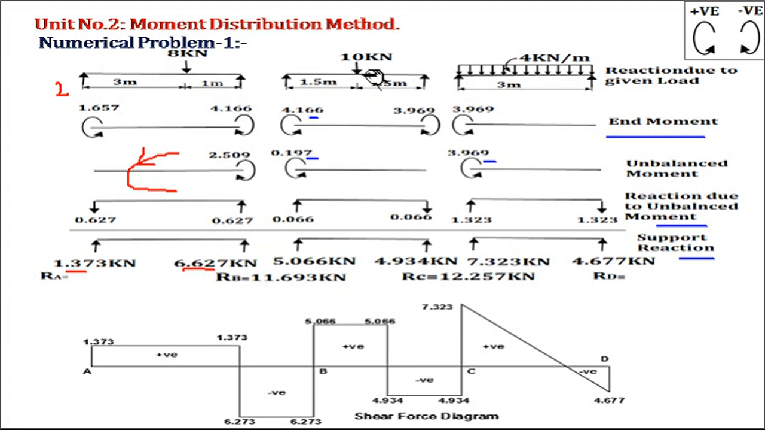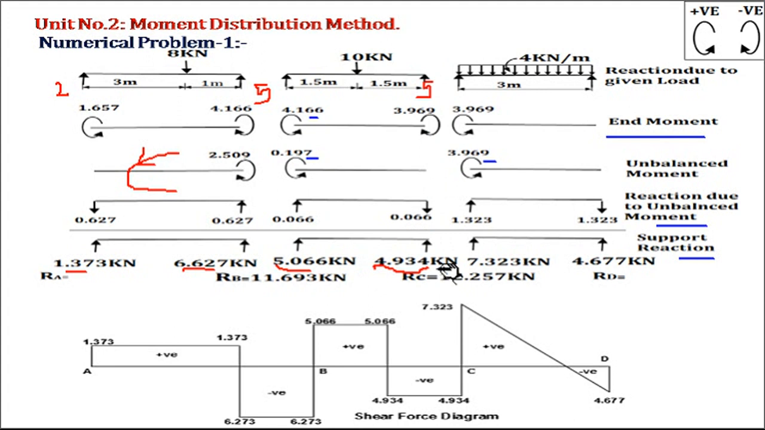Now here, as this is the point load acting at the center, the reaction will be 5, and here also it will be 5. The reaction due to the unbalanced moment, here it is acting in upward direction, so 5 plus 0.066, so this value comes to be equal to 5.066. Now here the reaction due to the unbalanced moment is in downward direction, so 5 acting upward minus 0.066, so it is 4.934.